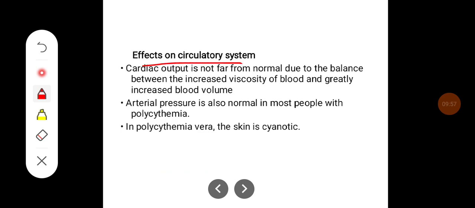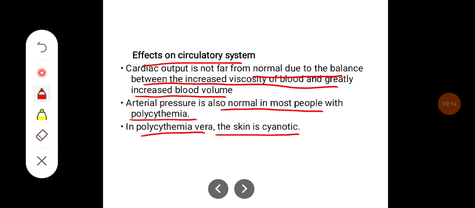Effect on the circulatory system: cardiac output is not far from normal due to the balance between the increased viscosity of blood and the greatly increased blood volume. Arterial pressure is also normal in most people with polycythemia. In polycythemia vera, the skin becomes cyanotic.